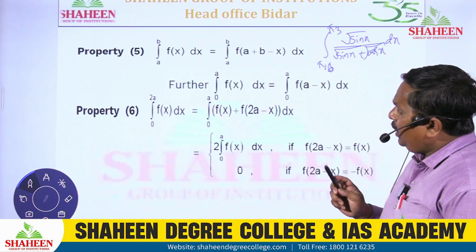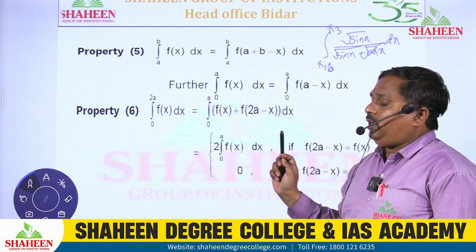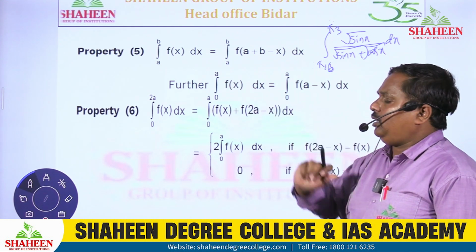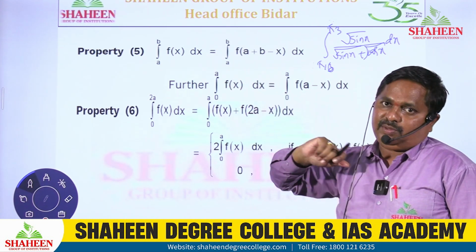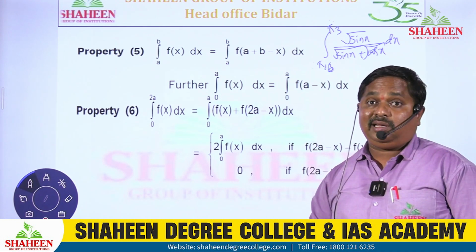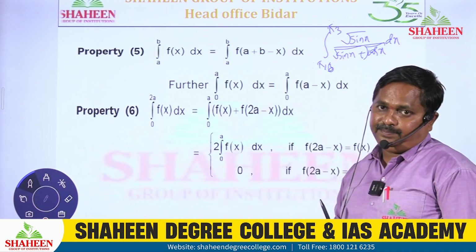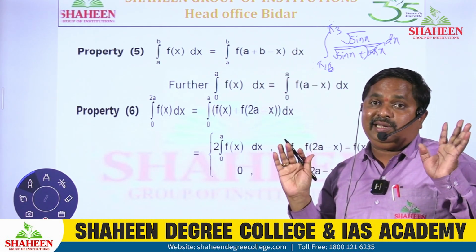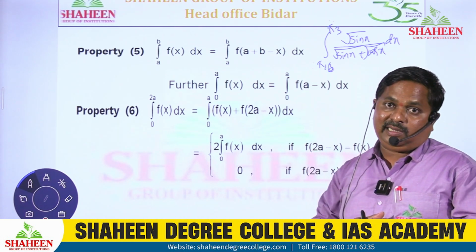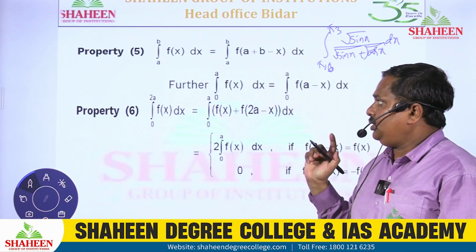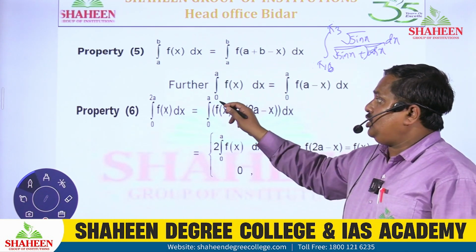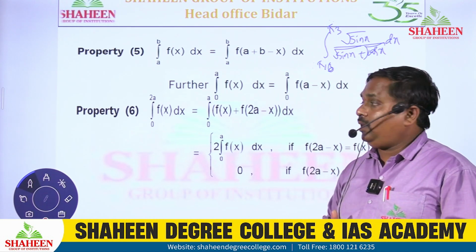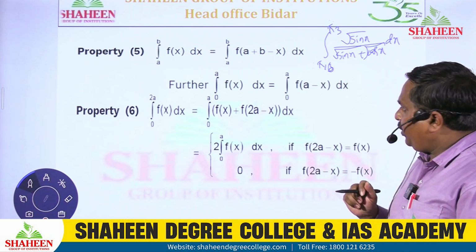We can use this formula like this. It means that if the upper limit is already a multiple of 90 degrees, then we can use this property. Here the lower limit and upper limit are not multiples of 90 degrees, but their sum is a multiple of 90 degrees, so we use this property. Or if the lower limit is 0 and the upper limit is any multiple of 90 degrees, then we can use this formula.